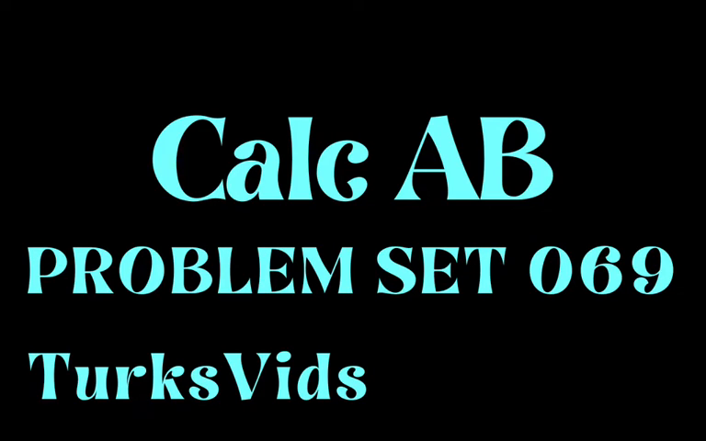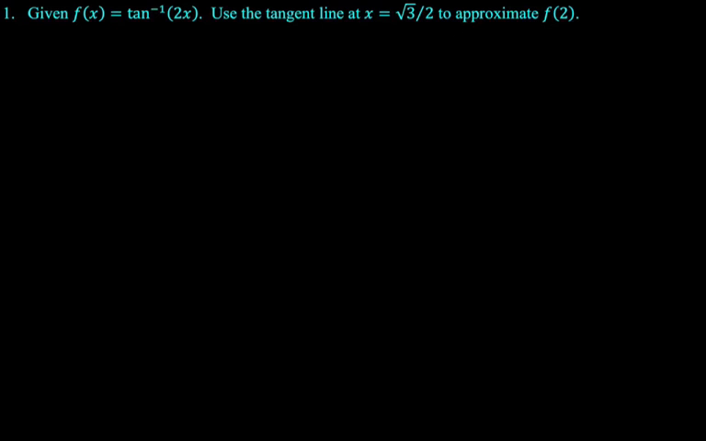Let's do the problems. Number one, given f of x is arctan of 2x, use the tangent line at x equals root 3 over 2 to approximate f of 2. So this is going to be weird because we're going to have things in terms of pi, we're going to have radicals, and then we're going to try to approximate something. We're not really going to know what the approximation is in decimal form, but we'll get the exact approximation and live with it. So we're going to need to know the derivative.